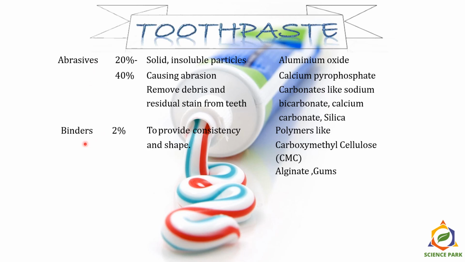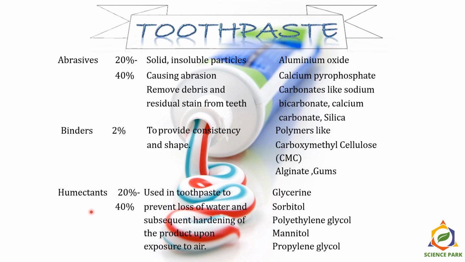We need 2% of binder in a toothpaste, which can provide consistency and shape. So for binders we use polymers like carboxymethyl cellulose, alginate, etc. And the third very important ingredient is humectants. 20 to 40% of humectants are used in toothpaste to prevent loss of water and subsequent hardening of the product upon exposure to air. So for humectants we use glycerin or sorbitol or some glycols.